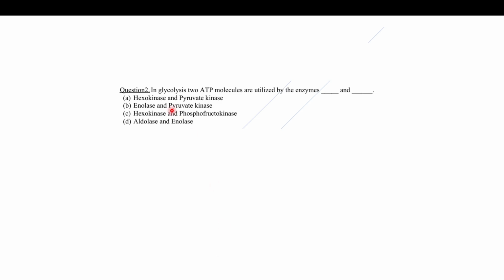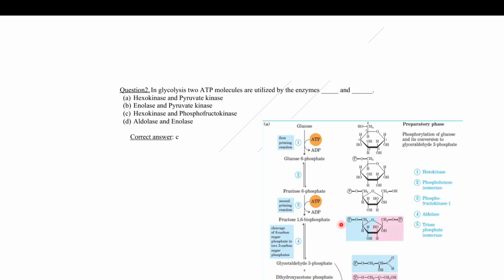Okay. In glycolysis, two ATP molecules are utilized by the enzymes dash and dash. The answer will be option C here, hexokinase. First of all, two ATP molecules are utilized. That means ATP is being used, or energy is being used, to give off ADP, diphosphate. One phosphate moiety is used, so the enzymes are phosphorylating enzymes. So these will be kinases. So the last option goes off, and you have kinases here.